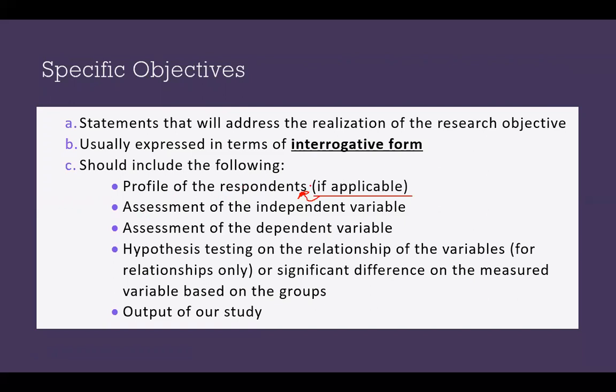And the second one is the assessment of the independent variable, then hypothesis testing on the relationship of variables. If you're trying to determine the relationship, or to look at the significant difference in the measured variable based on groups, this applies to categorical data, and to discrete data as well. Okay? And of course, the output of the study, where you will base your recommendations and conclusions.